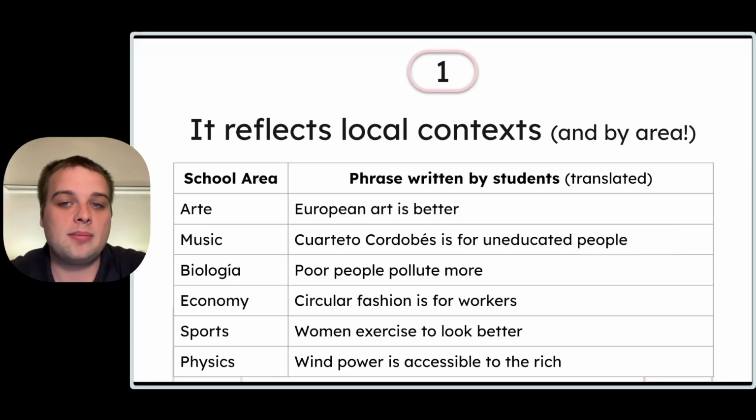Here are some notable examples divided into school area. Art students compared American and European art. In the music school area, they compared music genres with people's education. Biology teachers delved into social class and pollution. Students in sport class compared gender stereotypes and beauty. Finally, physics teachers explored the relationship between power sources and economic status, and so on.